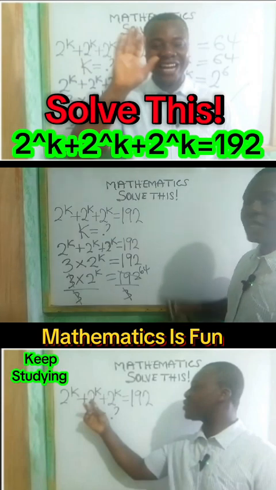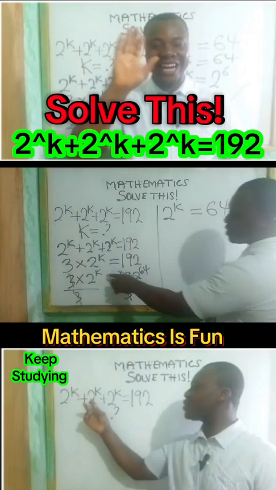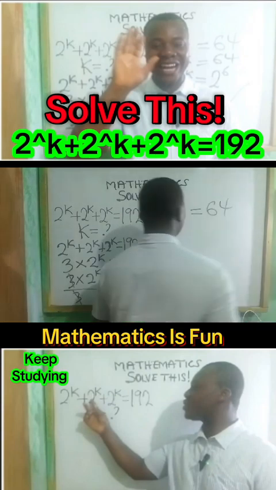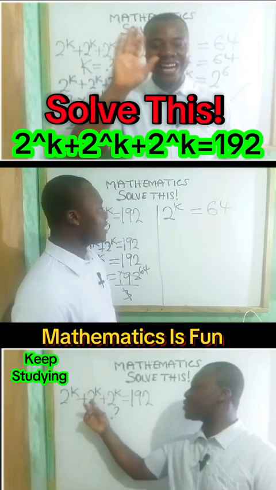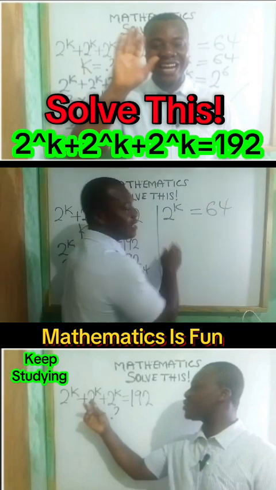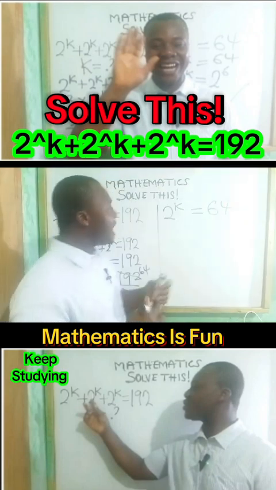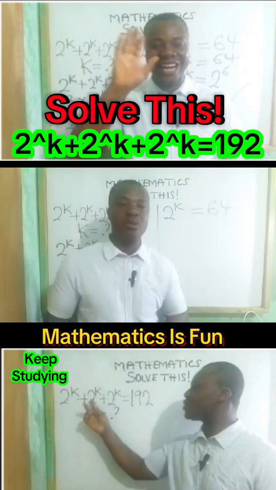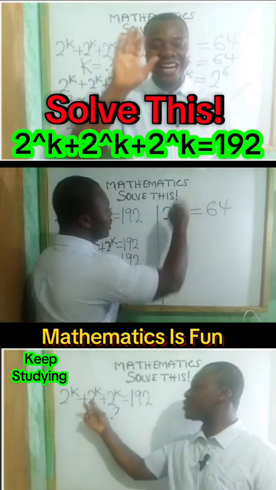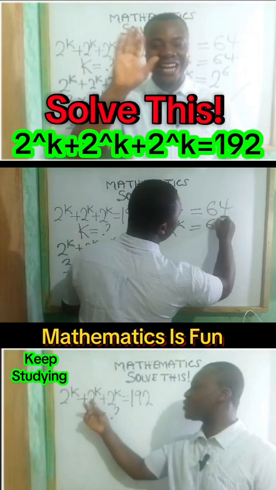So let's rewrite it here. Finally you see 2 raised to the power k equal to 64. Now we brought it here. Since we have it like this, we need to set it so that we can have a base 2. We can write the number in exponent form with what? Base 2. So here we have 2 raised to the power k equal to 64.